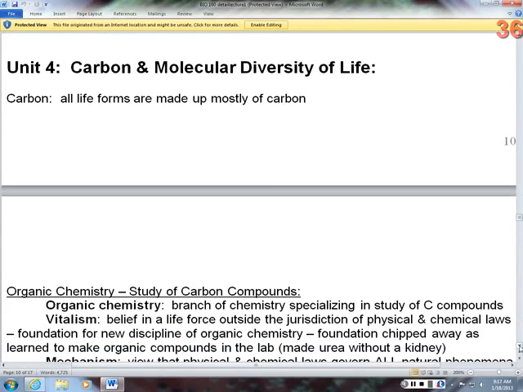So Unit 4 is going to be looking at carbon and molecular diversity. We're going to start to look at some of the bigger atoms, getting more involved with the ones that are associated with life. One thing with carbon is that all life forms on Earth, life as we know it, is mostly made up of carbon.